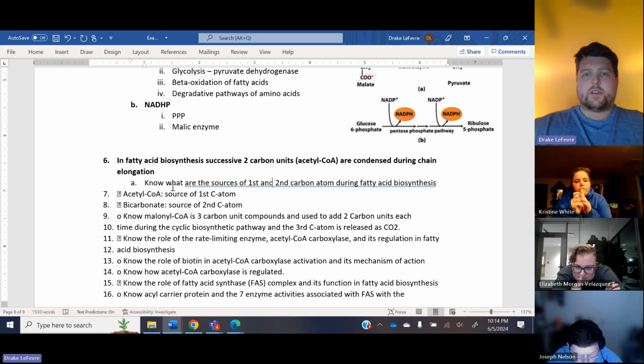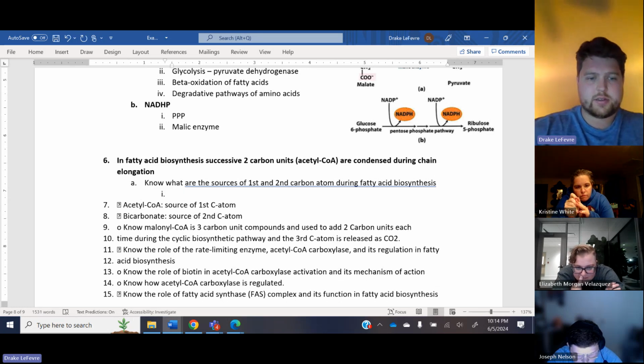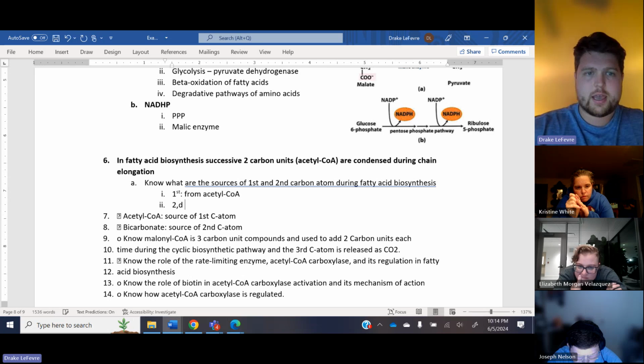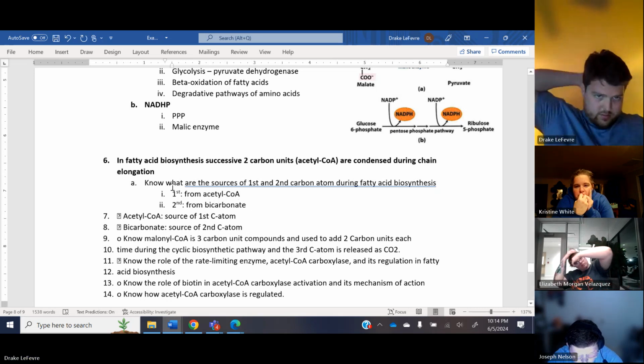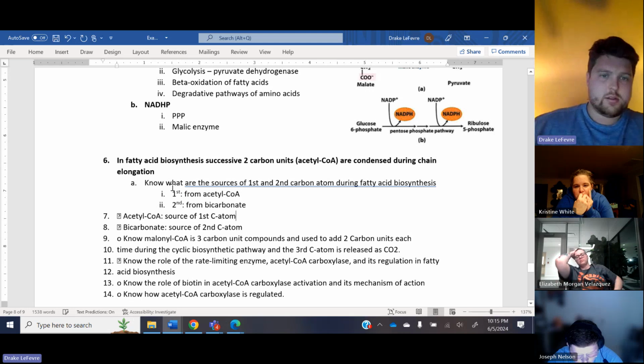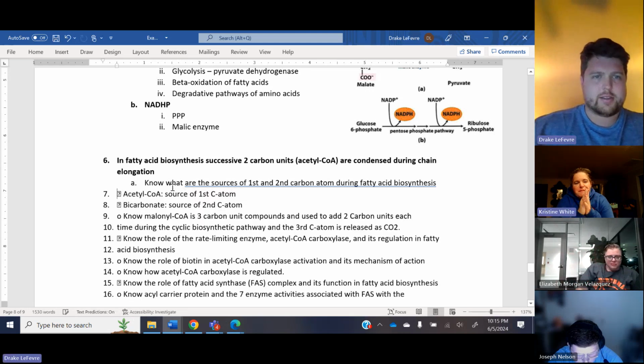What are the sources of first and second carbon atoms during fatty acid biosynthesis? First, from acetyl-CoA. Second comes from the bicarbonate. Literally has it right below.